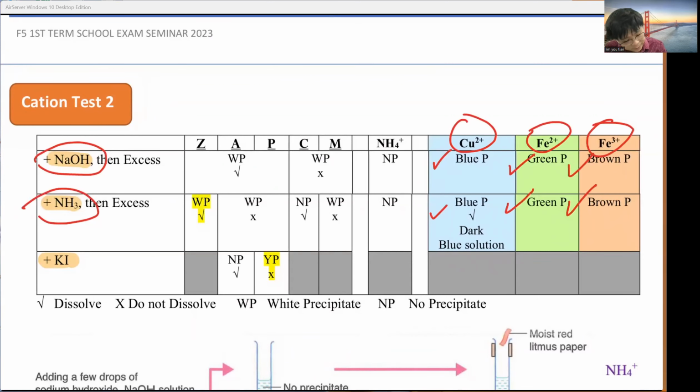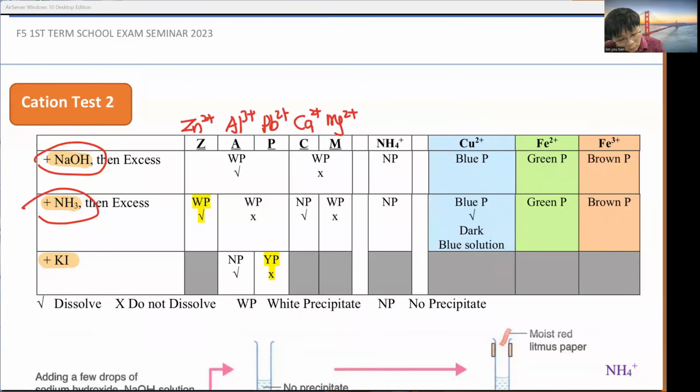But for zinc, aluminium, Pb, calcium, and magnesium, these five all come out as white precipitate. So it's very hard to know which one is which. So you need to memorize the result.